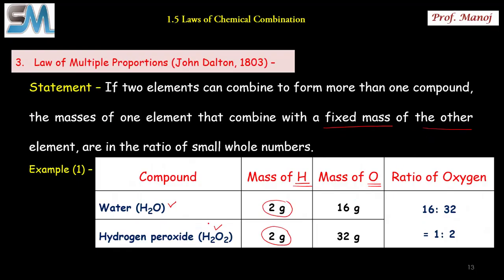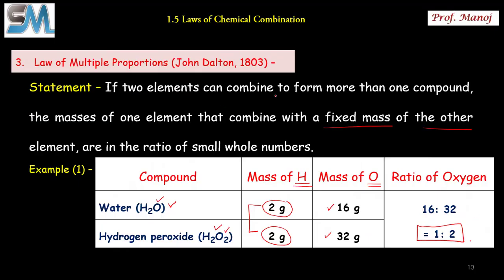So out of the two elements, we have made the hydrogen amount fixed. Don't look at it right now. Check the amount of oxygen. Here we have one oxygen, that's 16 gram. Here we have two oxygen atoms, that's 32 gram. These amounts of oxygen will create a simple ratio of 1:2.